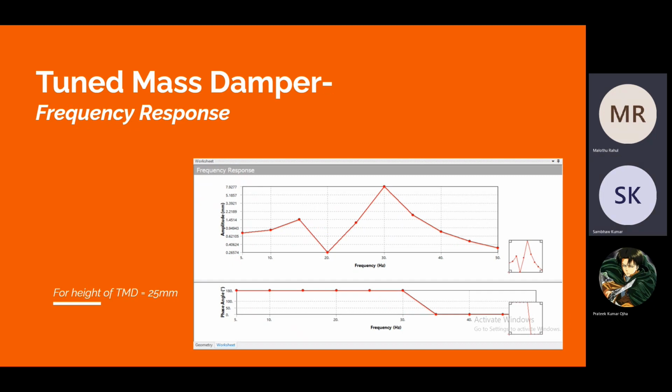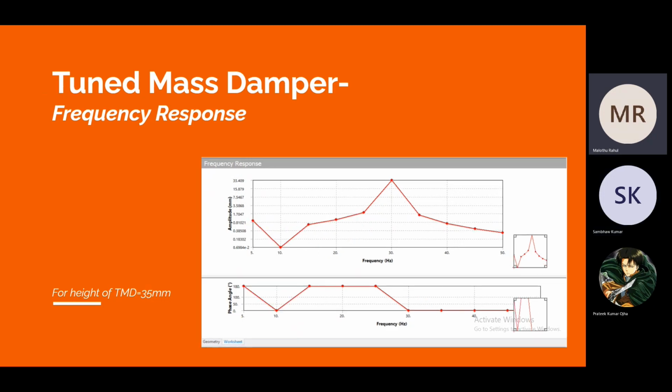The same plot for a tuned mass damper of height 25 millimeters produces the following results. Firstly, maxima can occur at other frequencies as well, but the global maximum again comes at 30 Hz, the natural or resonant frequency. The graph is again a concave peak near the maxima. Next slide, please. Similar results are obtained for the tuned mass damper of height 35 millimeters as well. The maximum comes at the natural frequency, which is 30 Hz for this experiment. The graph is a concave peak. These are a clear indication of a valid natural frequency of the structure.